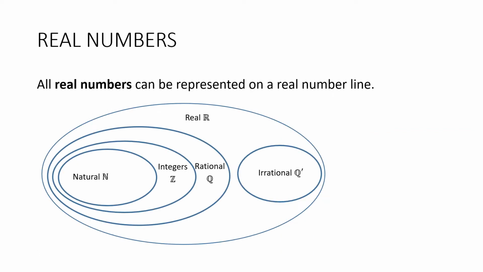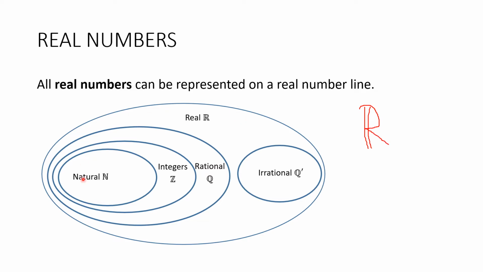All real numbers can be represented on a real number line, and you would be familiar with all of these types of numbers, but maybe what you don't know are these symbols. So this is the set of all real numbers and has the symbol R. It's a funny looking R, but when I write it, I just tend to do 2 lines like this and then the rest of the R.